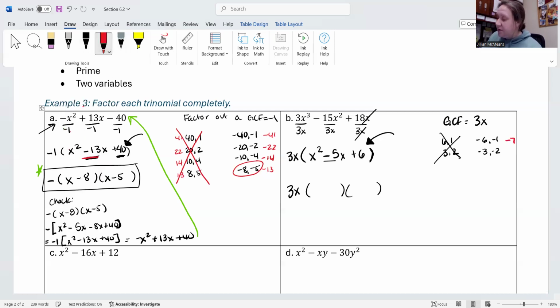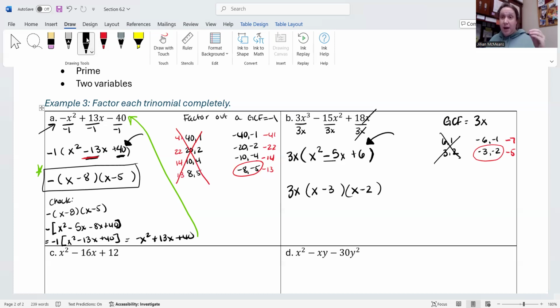They have a sum of negative 7. Negative 3 and negative 2 have a sum of negative 5. So that's our magic pair. That is the pair of factors that multiply to give us positive 6, but simultaneously add to give us negative 5. So I would fill in x minus 3, x minus 2.